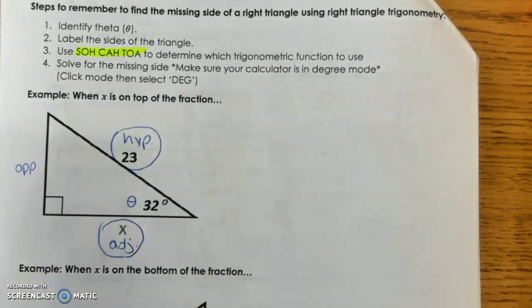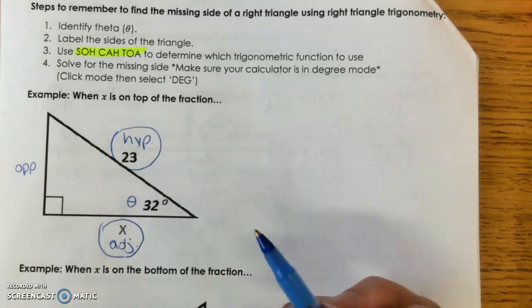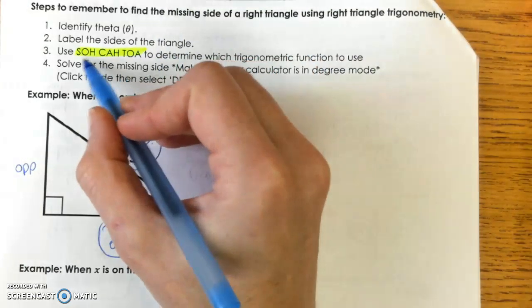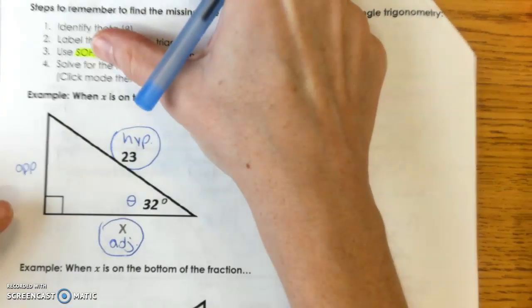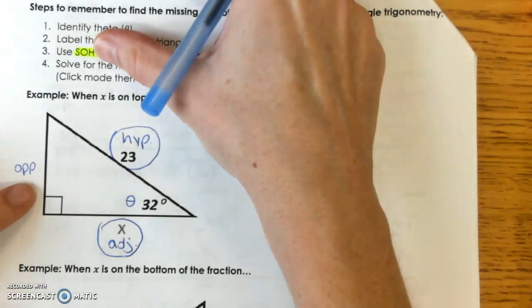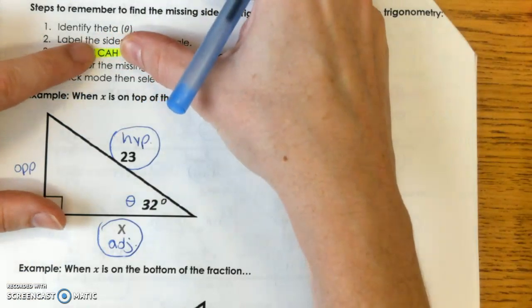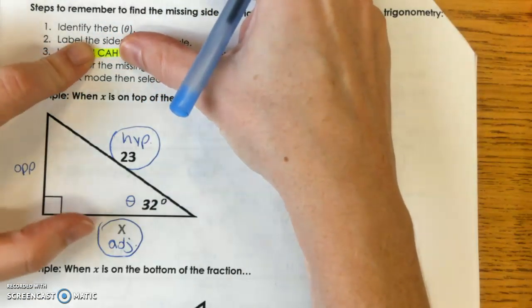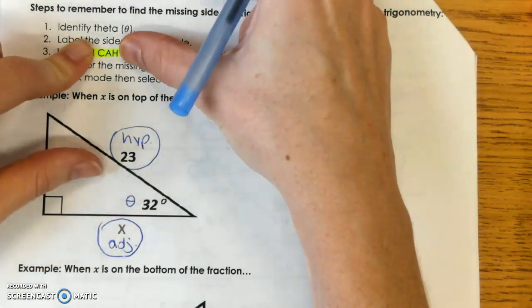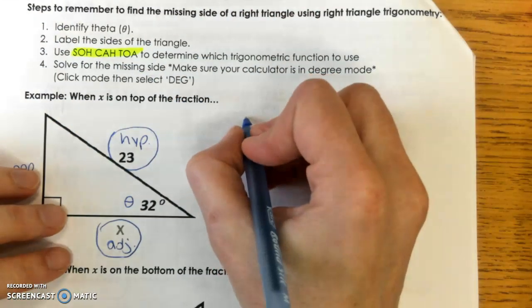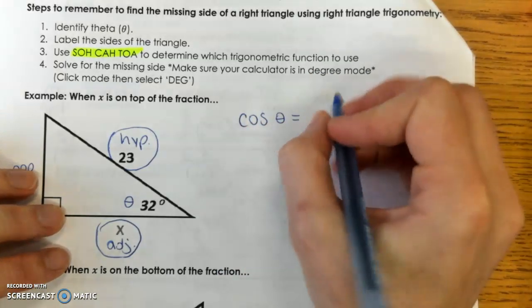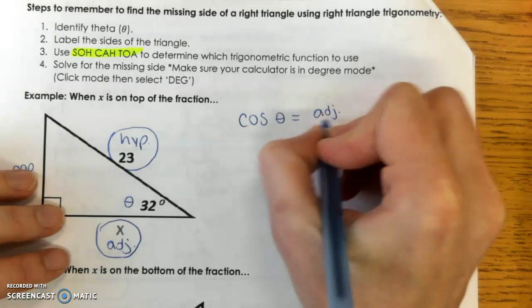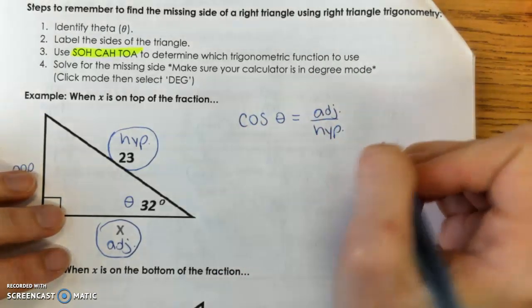So looking at this, I've got adjacent and I've got hypotenuse. Which one of these 3 trig functions can I use? Can I use sine? No, because I need the opposite side for sine, right? Can I use cosine? That's adjacent and hypotenuse. Yep, that's exactly what I need. So I'm going to say cosine of theta is equal to adjacent over hypotenuse, right?